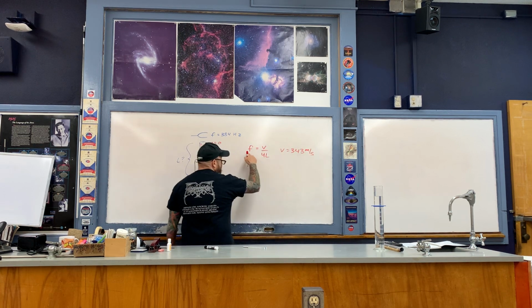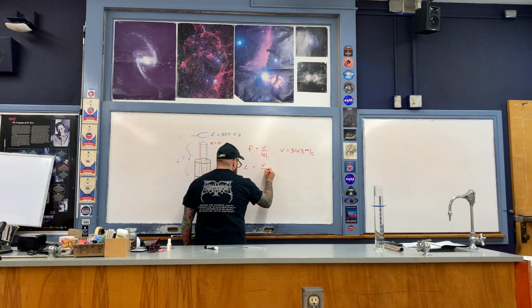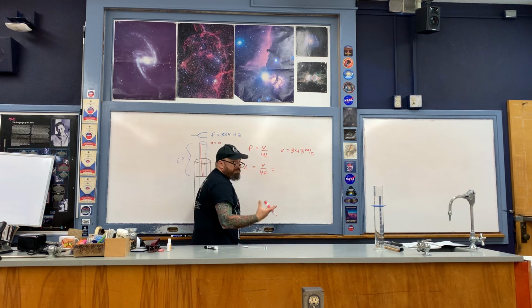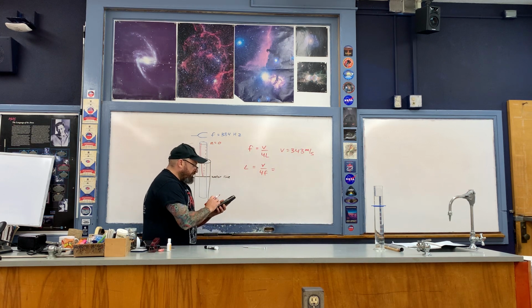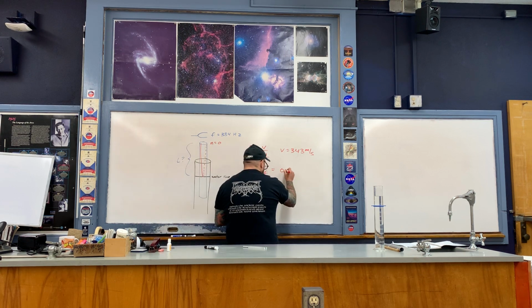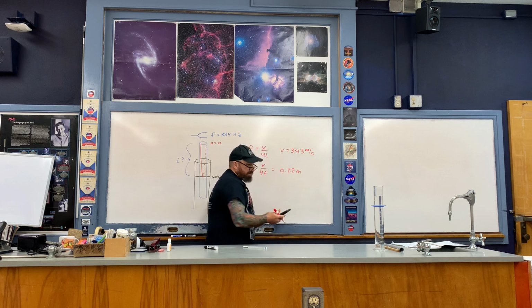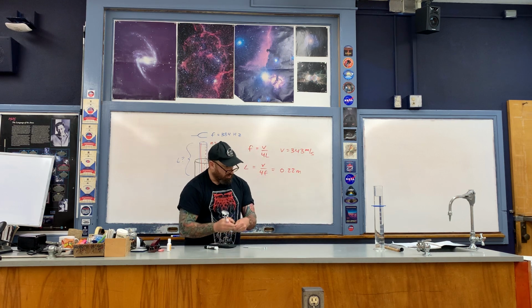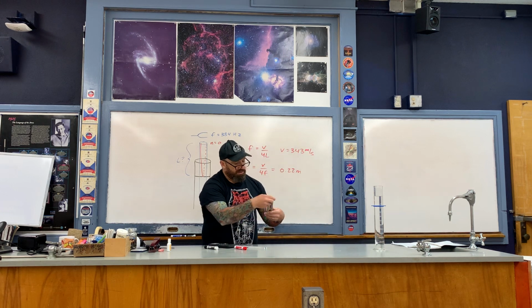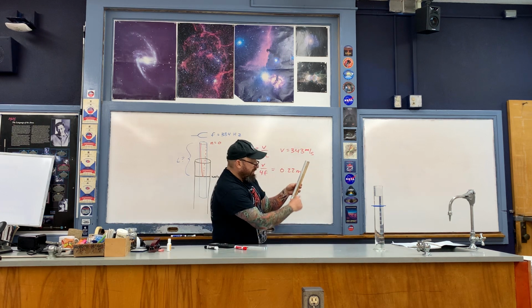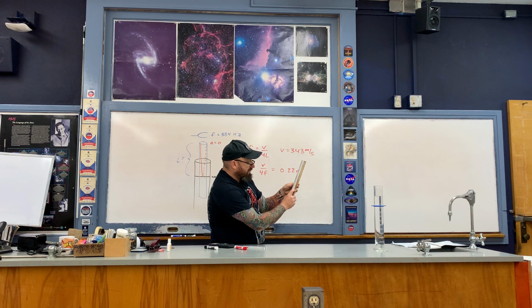Let me just cross multiply here and solve for L. That's just V over 4F, and now let me go ahead and calculate it. 343 divided by 4 times the frequency of the fork, which was 384. This comes out to be a length of 0.22 meters. So that's 22 centimeters. There is a ruler, by the way, taped to the side of this metal pipe, and 22 centimeters is down here like so.